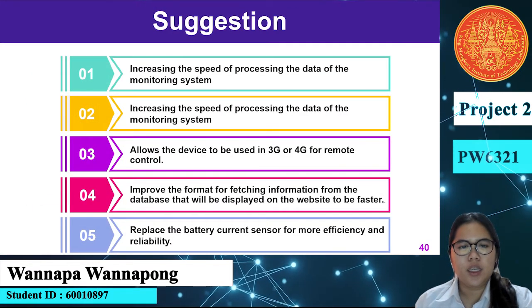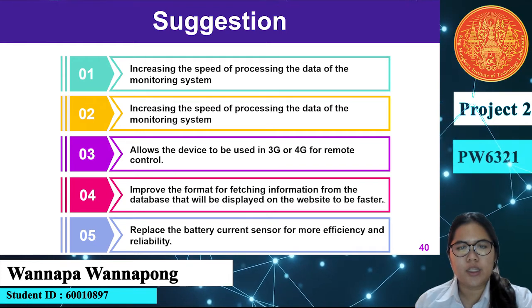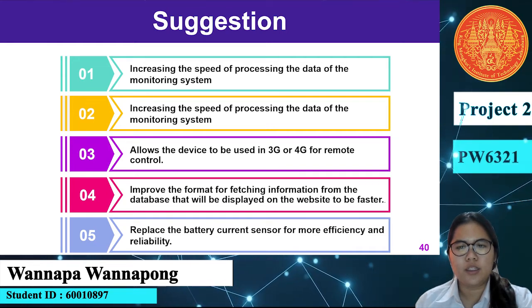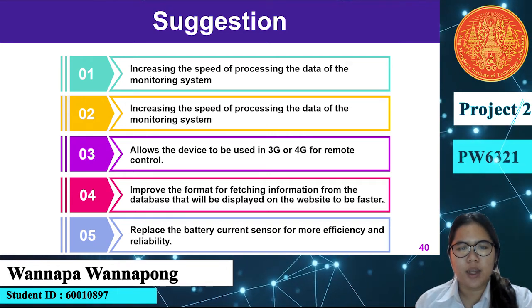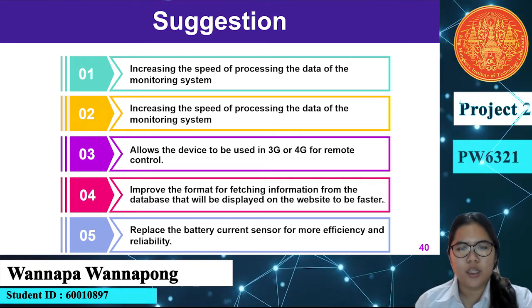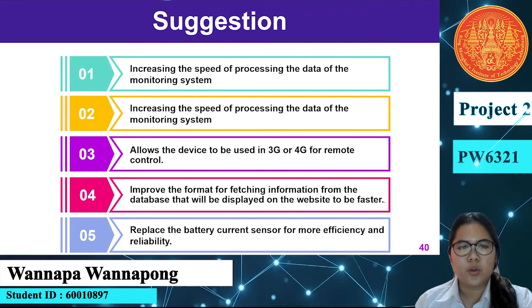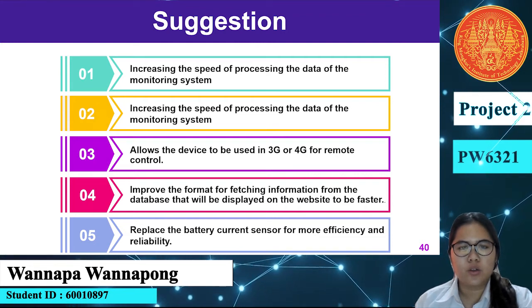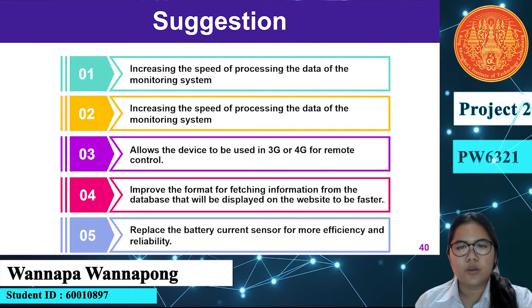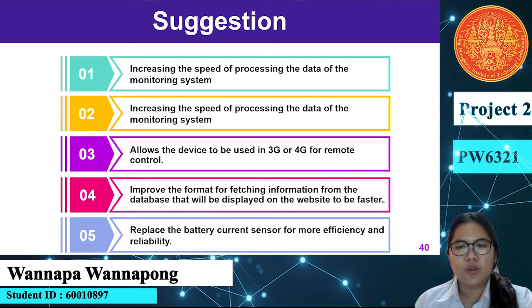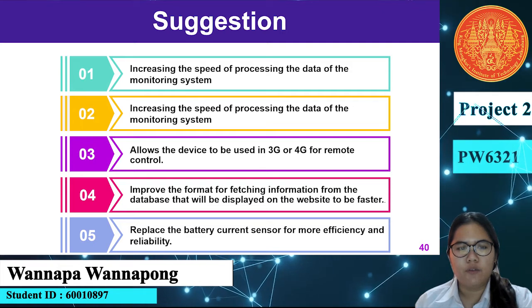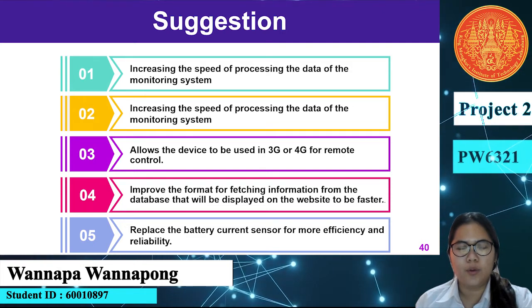One, increase the speed of data processing of the monitoring system by reducing unnecessary processes and adding a data processor. Two, replace the sensor used to measure the electric current of the battery to be more efficient and reliable.